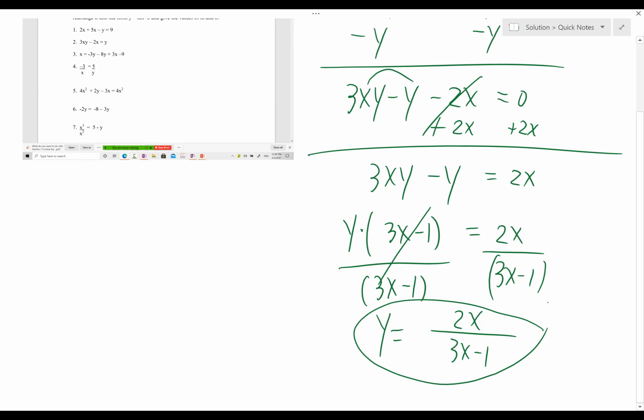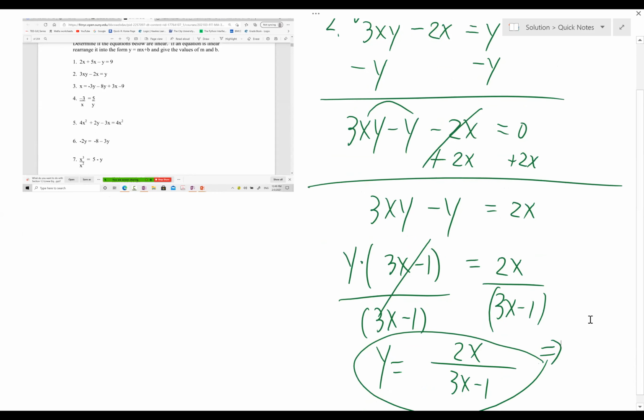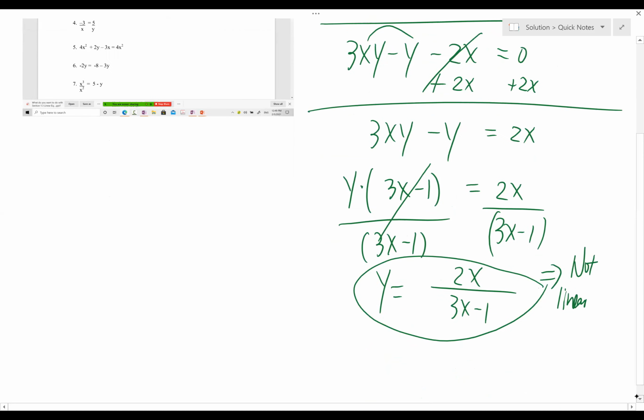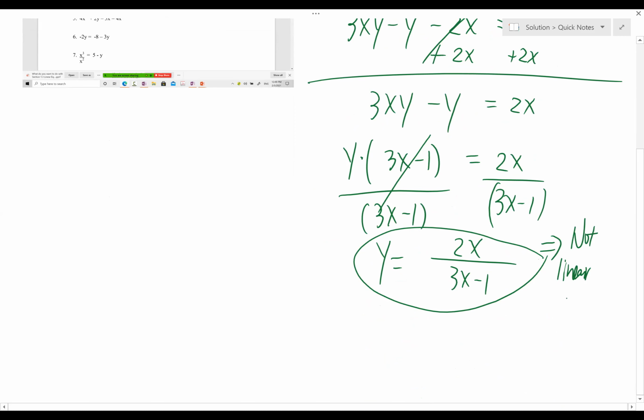So is this a linear equation? What do you think? Is it? This one is not a linear equation, right? Because we cannot isolate the slope and the y-intercept. This is what they call a rational equation, a rational function. So this is not a linear equation. In order to be a linear equation, we must know the slope and the y-intercept, but for this one, we cannot find that based on the equation itself. Okay, so this is question 2.